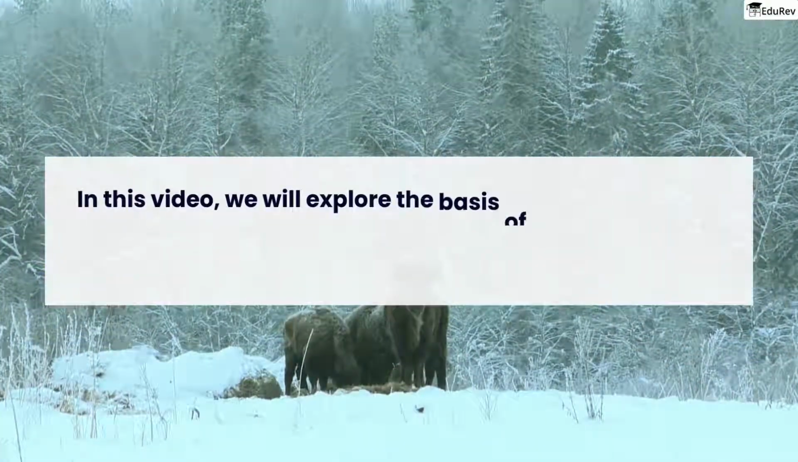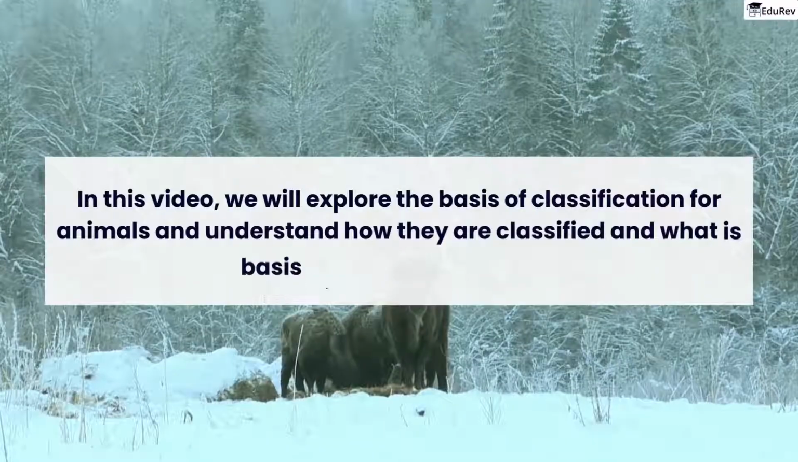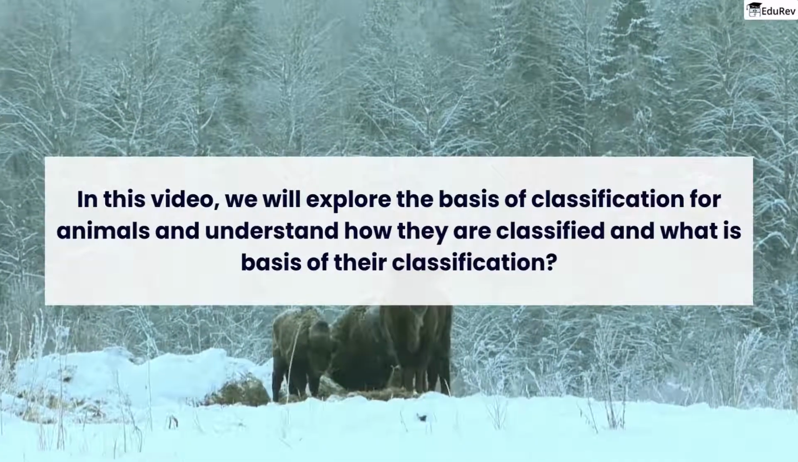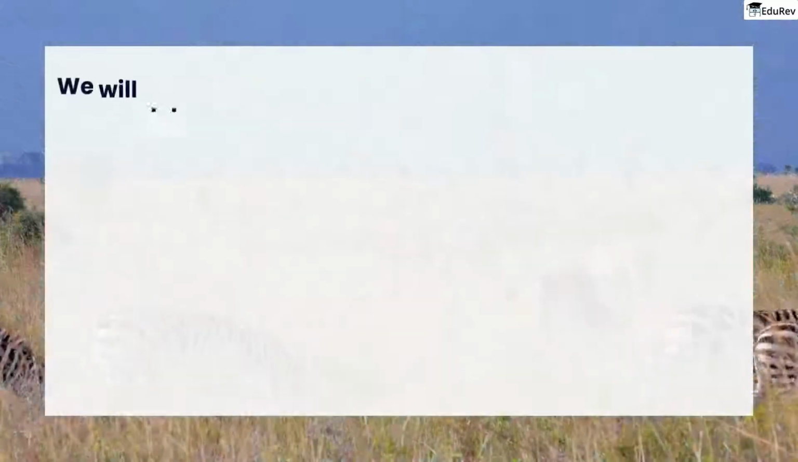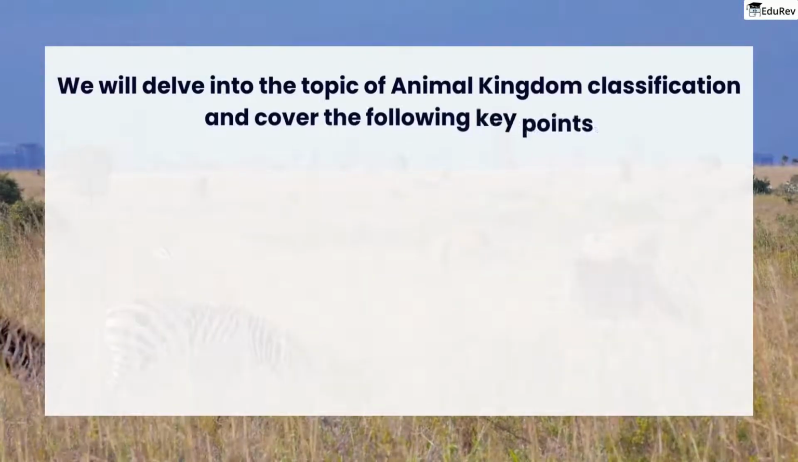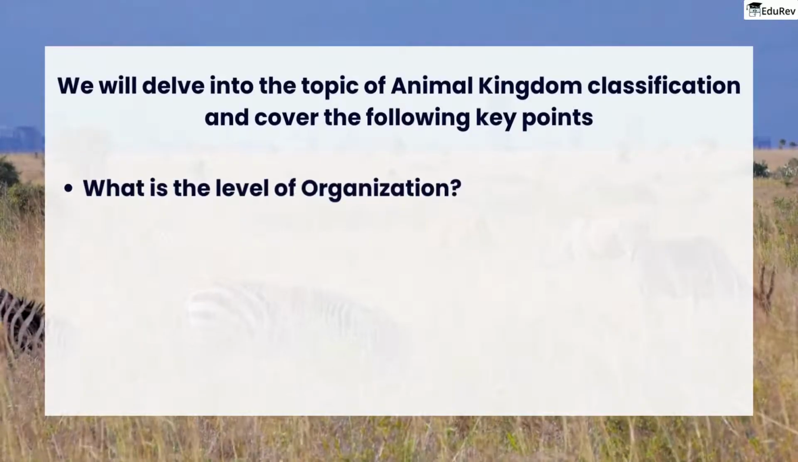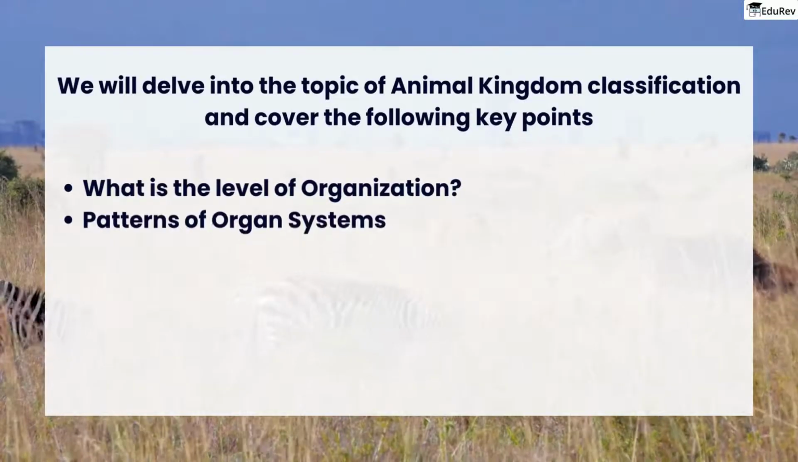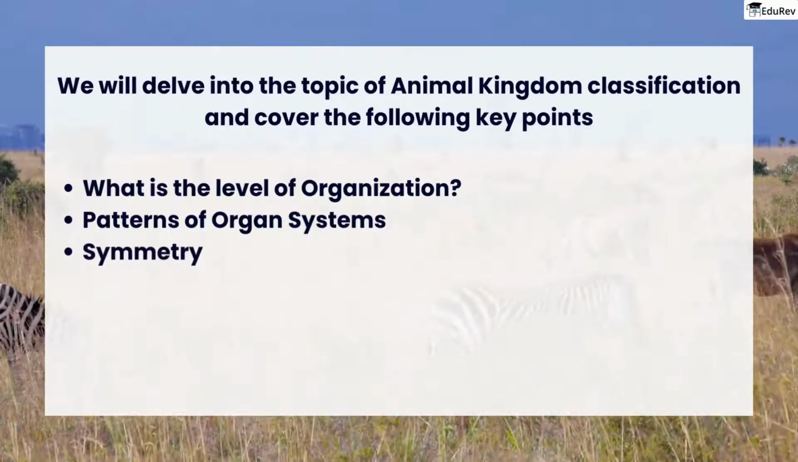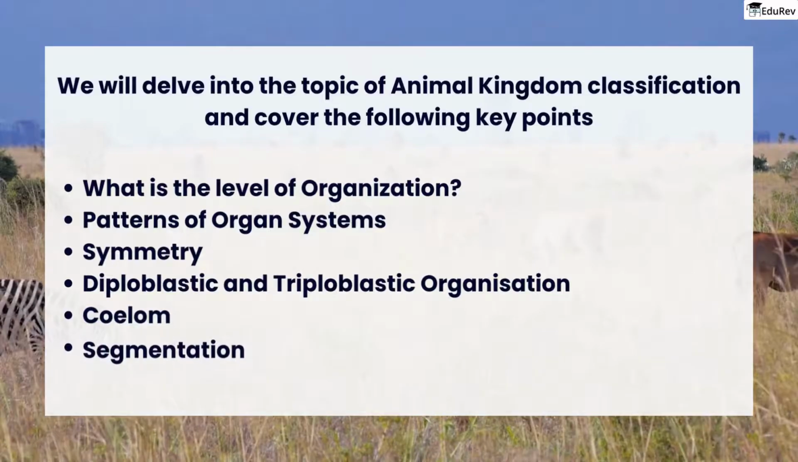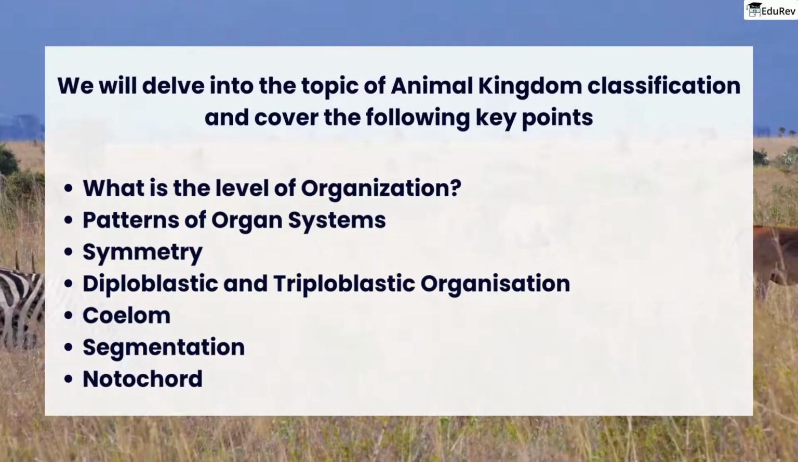In this video, we will explore the basis of classification for animals and understand how they are classified and what is the basis of their classification. We will delve into the topic of animal kingdom classification and cover the following key points. What is the level of organization? Patterns of organ systems, symmetry, diploblastic and triploblastic organization, coelom, segmentation, notochord.